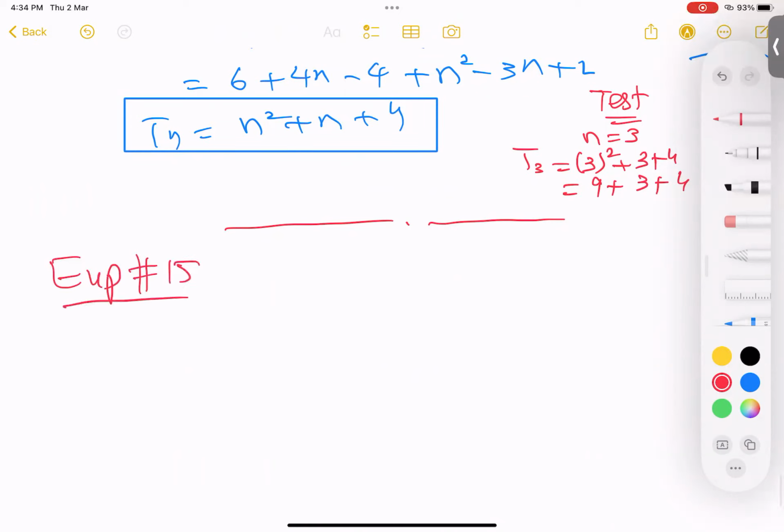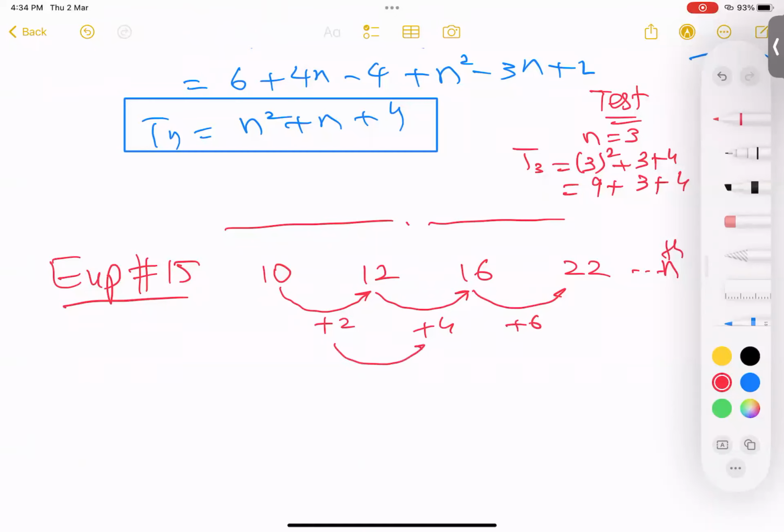For example, let's say you have 10, and 10 plus 2, you get 12. 12 plus 4, you get 16. 16 plus 6, you get 22. Now, intentionally, I have given you the gap here. How much? I'm giving gap plus 2. Here I'm giving gap plus 4. And I'm giving gap how much? 6. And the second difference, you can say, is plus 2, and here it's again plus 2.